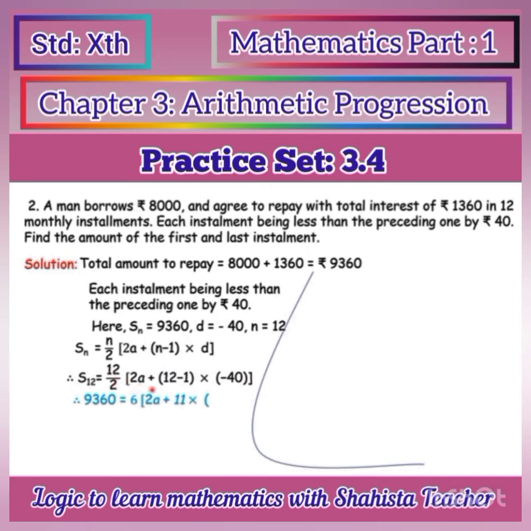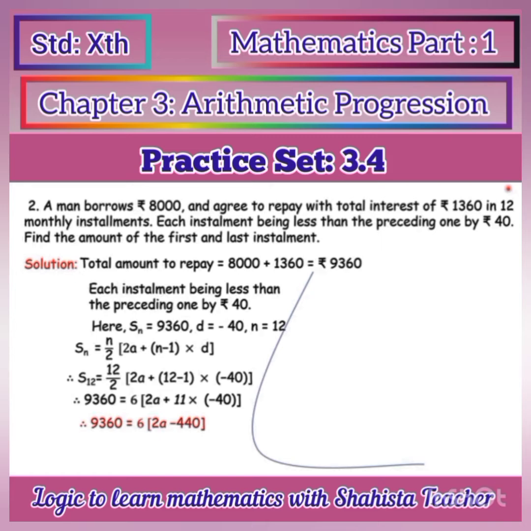9,360. So in the place of S we will write 9,360 is equal to, 2 1s are 2, 6s are 12, so 6 (2a plus 12 minus 1, 11 multiply by -40). Okay, so 9,360, we don't know the value of a, we are finding here the value of a. So 9,360 is equal to 6 (2a plus 11 into -40 is -440). So here 6 times 2a is 12a minus 6 multiplied by 440, we have to do multiplication here. Okay, 6 multiplied by 2a minus 6 multiplied by 440.